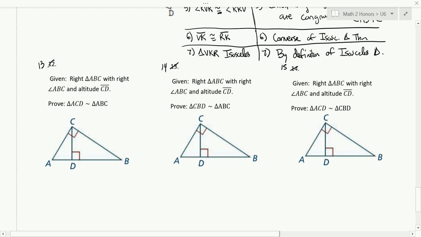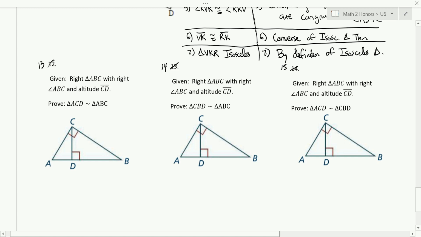And it turns out that all 3 right triangles that are there, everybody see all 3 right triangles? Got the big one, and then the 2 small ones that are divided in. All 3 of those right triangles are similar to each other. And so that's what 13, 14, 15 explore.